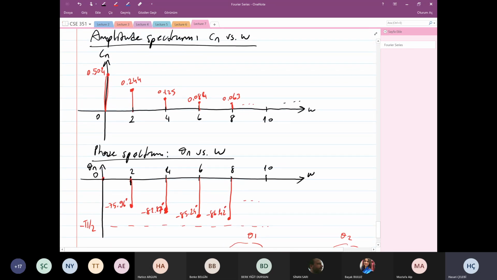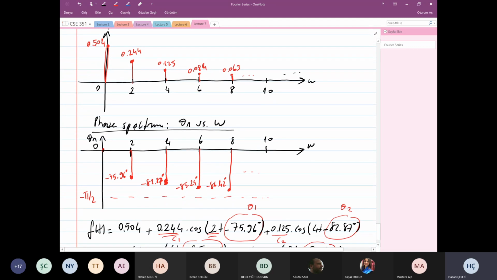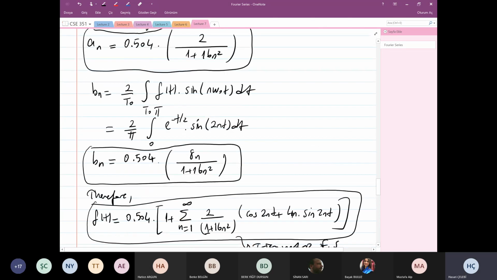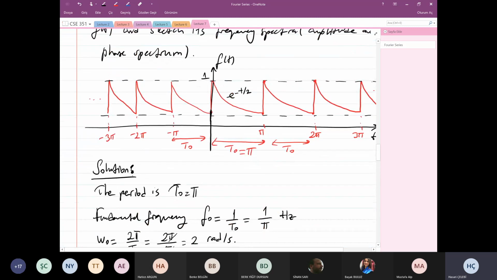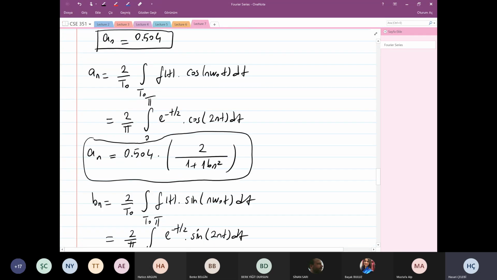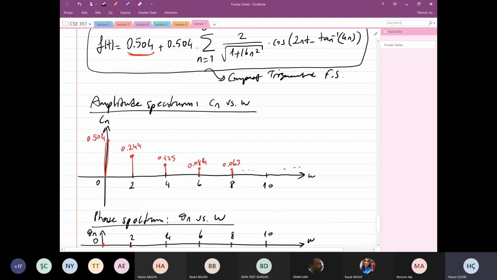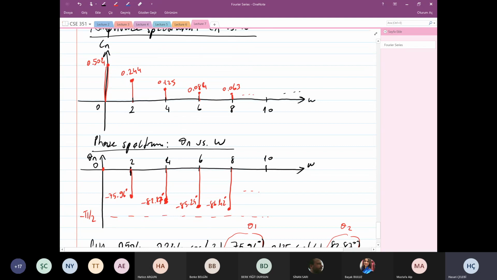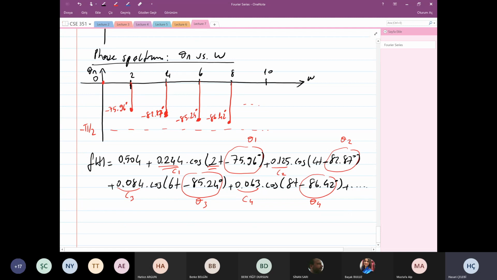So this is the amplitude spectrum as well as the phase spectrum of this signal. So if you want to summarize, that was our periodic signal in time, which was the exponential minus t over 2. And if you draw the spectrum of this compact trigonometric Fourier series, this signal is going to look like this. Okay. Any questions so far?